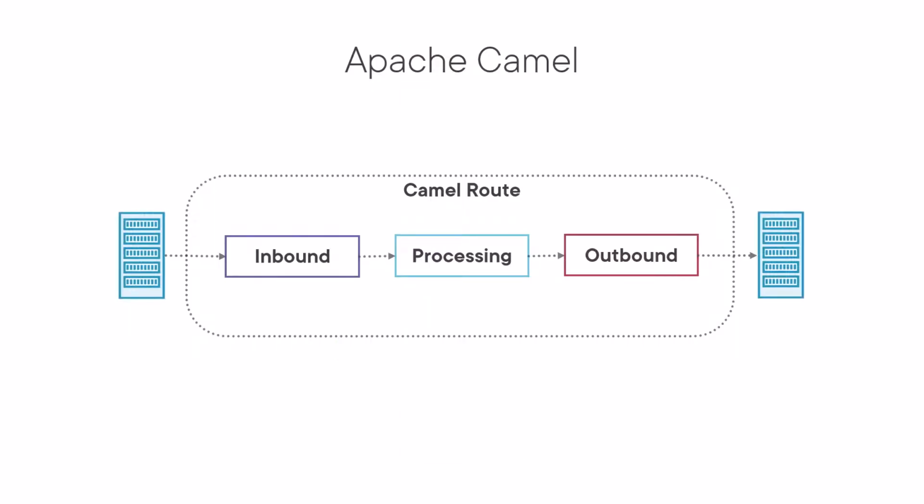Camel is a lightweight routing engine. It lets you define how you want to ingest data, what you want to do with the data, and then where you want the data to be output. Along this pipeline, Camel has an entire pluggable framework to support just about anything, from file processing to cloud integration.